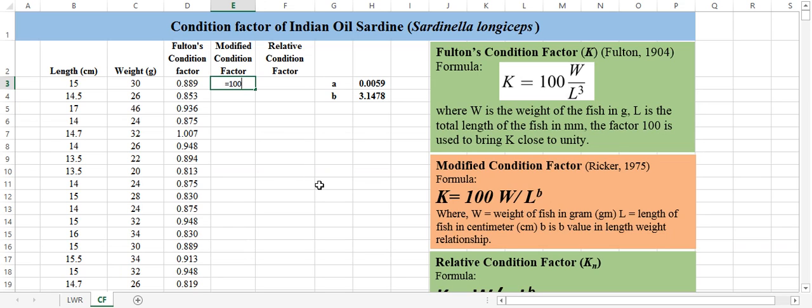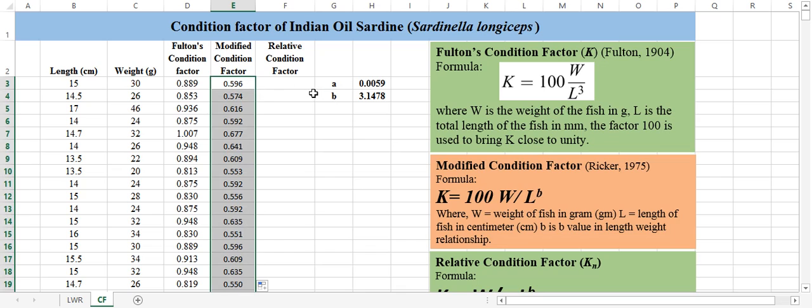So 100 into weight by your length to the power b value. This a and b value was already calculated from the length weight relationship, so you can go to the previous lecture on the length weight relationship. Here we have to fix the b cell, because this b cell is fixed for all the samples. So you have to put a dollar sign here, and then it is fixed. So here we get the modified condition factor.